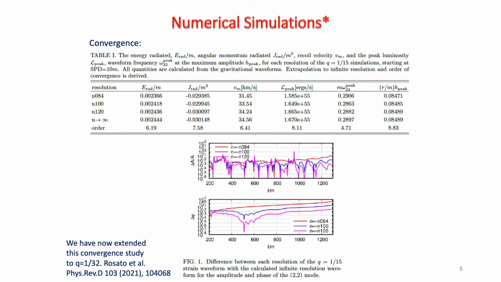In this table, we display the convergence rates for all the radiated quantities derived from the gravitational waveform. The detail of the convergence of the waveform phase and amplitude with global numerical resolution is shown in the bottom figure, displaying nearly 8th order convergence rate. We haven't enforced any alignment of the waveforms, which should be clarified here.